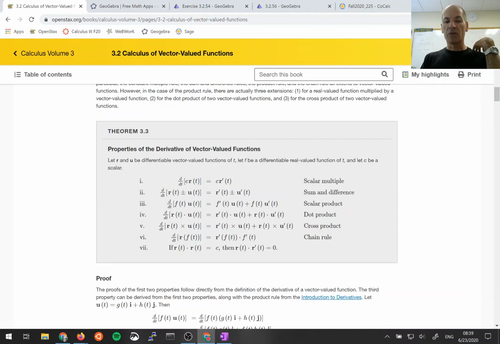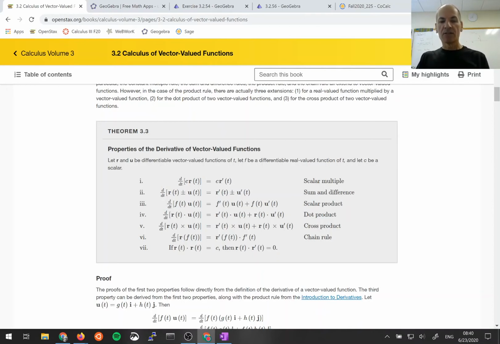Interestingly, there's a kind of product rule. If I have a scalar function f and a vector-valued function u, there's this product rule: f prime u plus f u prime. And it actually plays nicely with the dot product in a very product-rule way as well. The derivative of r dot u is just r prime dot u plus r dot u prime. Pretty cool.